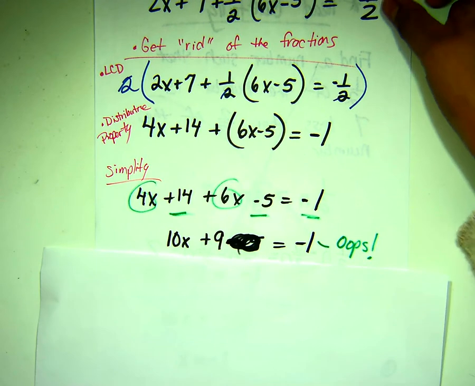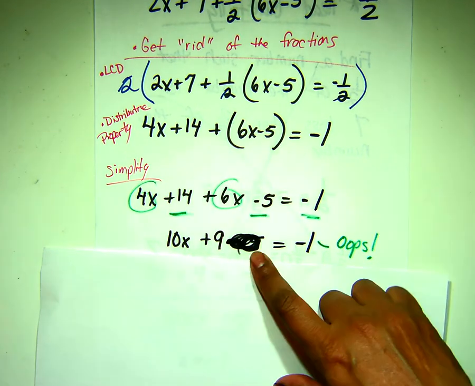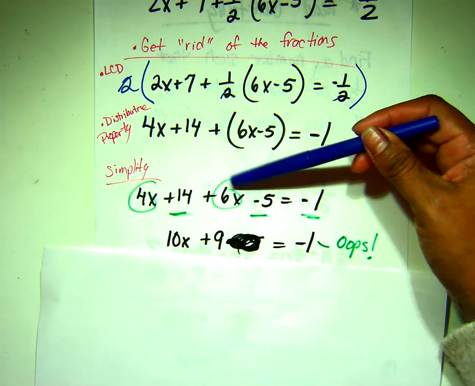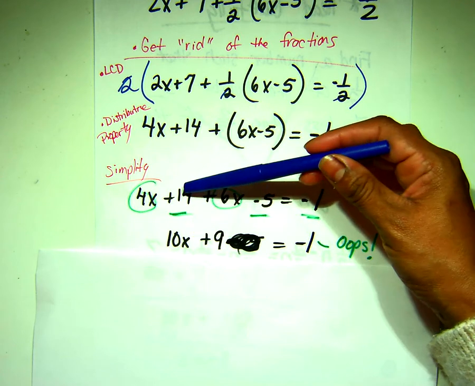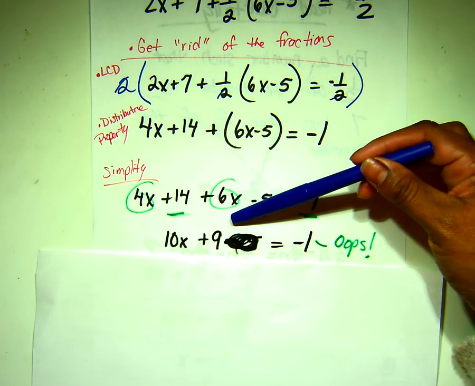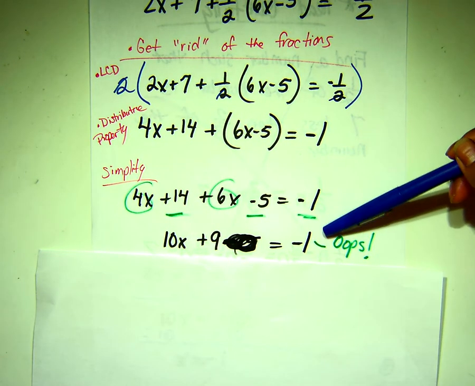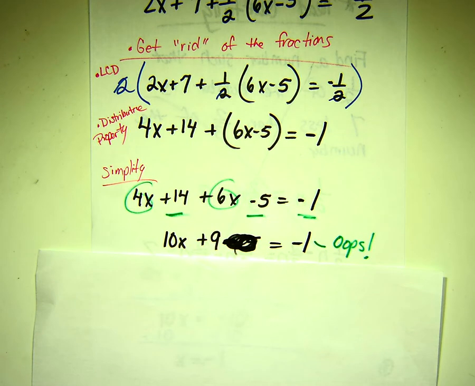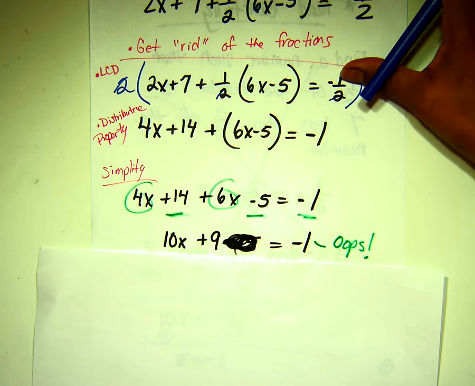Combining your like terms now, and I said oops right here because I made a mistake, so my bad, y'all. So 4 plus 6 gives you 10, bring down the x. 14 minus 5 is 9, and then bring down the negative 1. Again, I said oops because I made a mistake, so the actual equation itself is just 10x plus 9 equals negative 1. Now we're going to combine our like terms still.